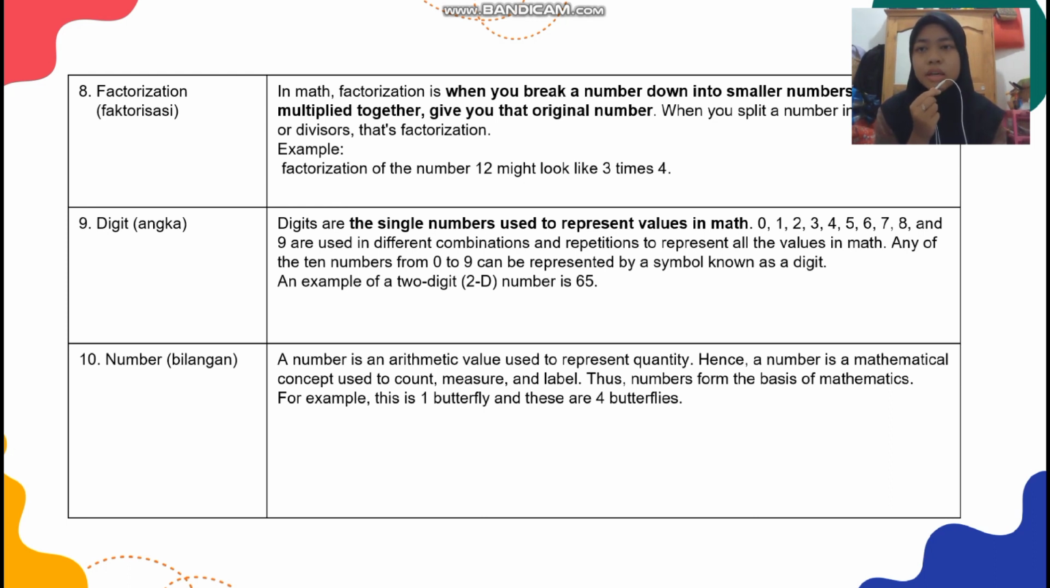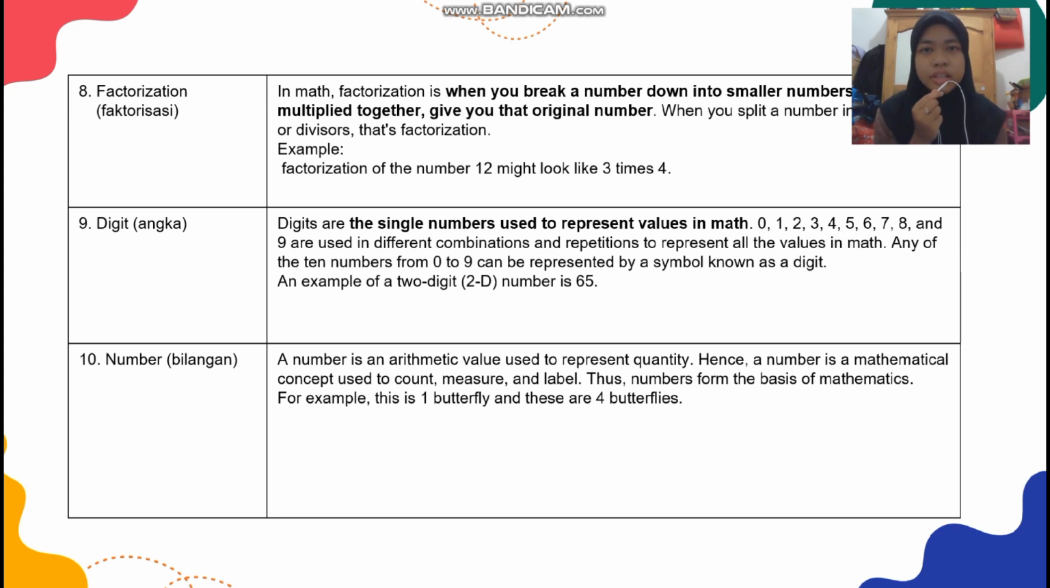The next is factorization, which means factorisasi. In math, factorization is when you break a number down into smaller numbers that, multiplied together, give you that original number. When you split a number into its factors or divisors, that is factorization. For example, the factorization of the number 12 might look like 3 times 4.